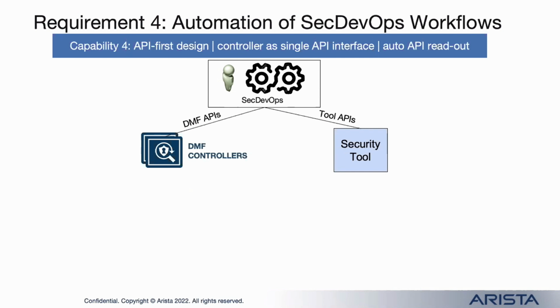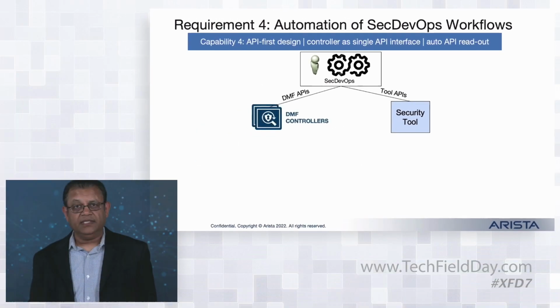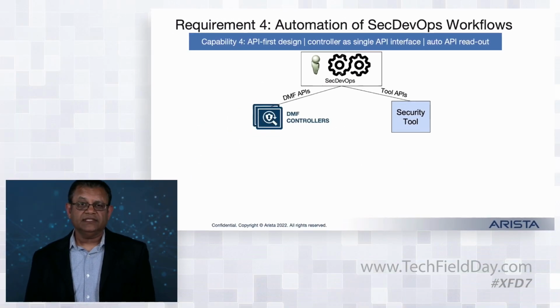How do we automate SecOps workflows? Today, we are in 2022. No vendor is going to say that they're not delivering APIs. Everybody's saying I'm delivering APIs. So what is unique, what value add can we deliver that is beneficial to the customers? First, can we concentrate all the APIs through the controller as a single point of API interface? It's a single point for operations and management. Why can't it be a single point for APIs? And that's exactly the case here.